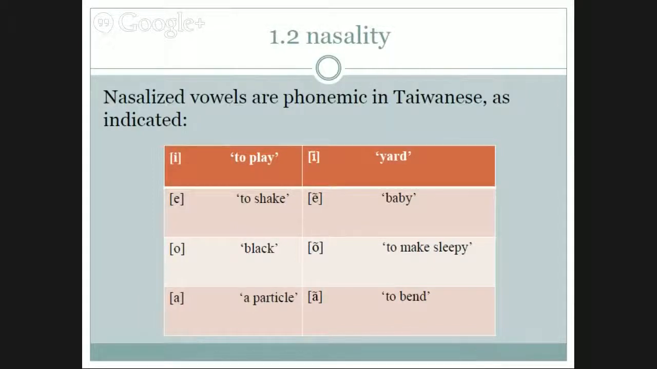The focus I'm going to take today is nasality. Nasalized vowels in Taiwanese are phonemic. So we have contrasts between oral and nasalized vowels, like E and nasalized E, with the same tone and the same syllable. O and nasalized O, and so on.